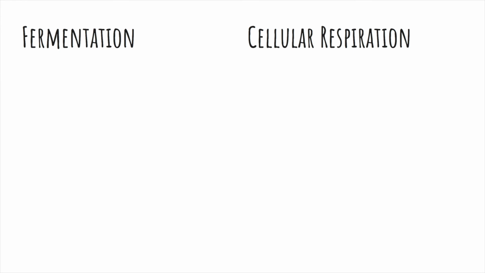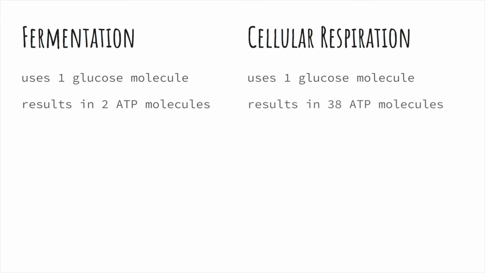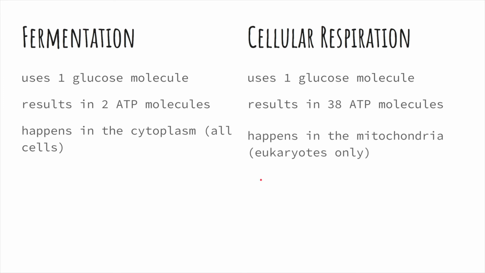Okay, let's compare our 2 processes. In fermentation, it uses one glucose molecule, and the same is true for cellular respiration. Here's where they really differ. Fermentation only makes 2 molecules of ATP, but respiration can produce 38 ATP molecules. Fermentation happens in every type of cell because all cells have cytoplasm, and respiration is just for the eukaryotes because the cell needs a mitochondrion. And there you have it, 2 different ways that cells get energy.